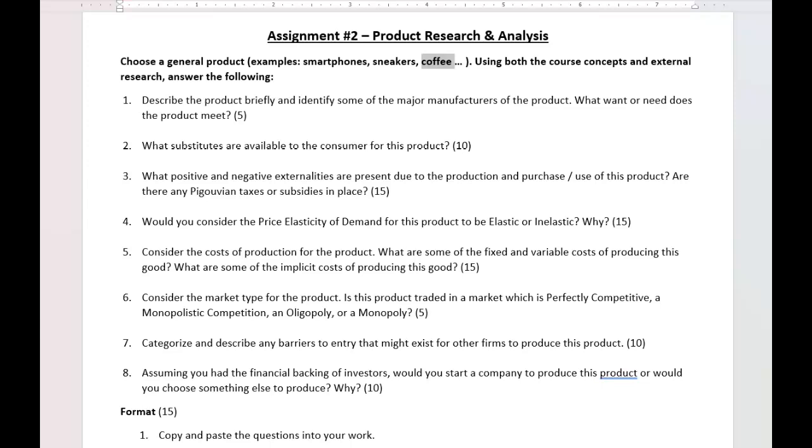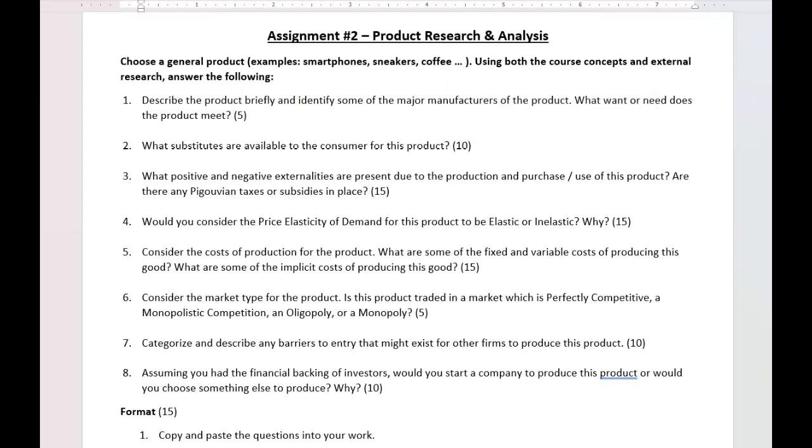So the questions are laid out 1 through 8. I would actually like you to copy and paste these questions into your work and just answer them on a one-by-one basis. The assignment is out of 100, and you can see that the different amounts of grades are allocated here. So 100 total marks, and then 5 marks for this question, 10 marks for this question, and so on.